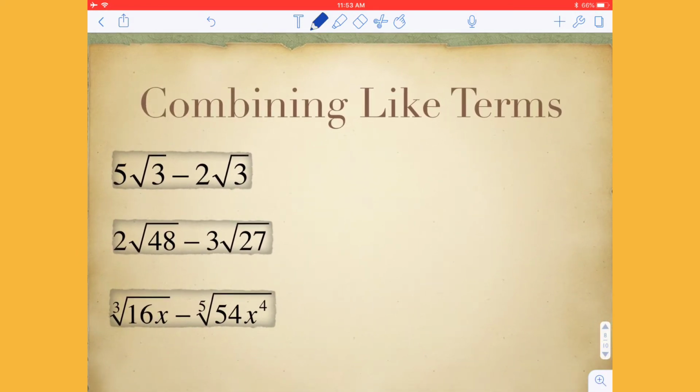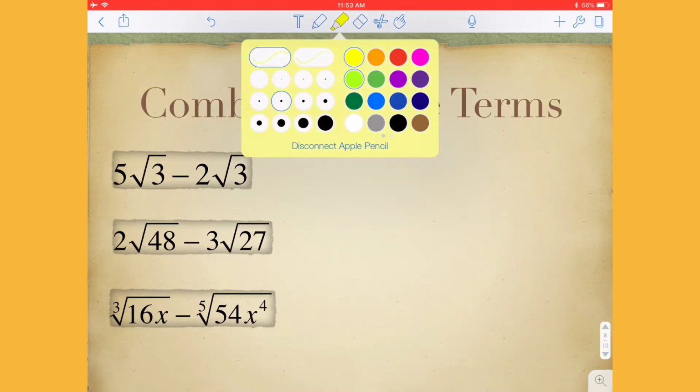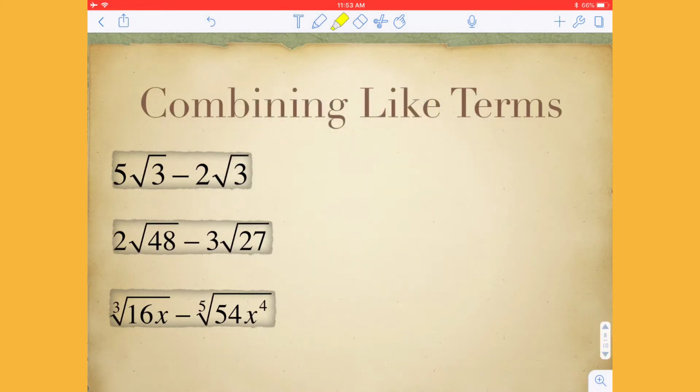Now, another thing that we'll do with radicals is combining like terms. And similar to variables, you know, if you have a variable, they have to look exactly the same. So an x and an x can be combined. An x squared and an x squared can be combined, but we don't add or subtract an x and an x squared. We can't combine those. So similar to that, radicals are the same. You're looking to make sure your radical, the index value, and the radicand are exactly the same.